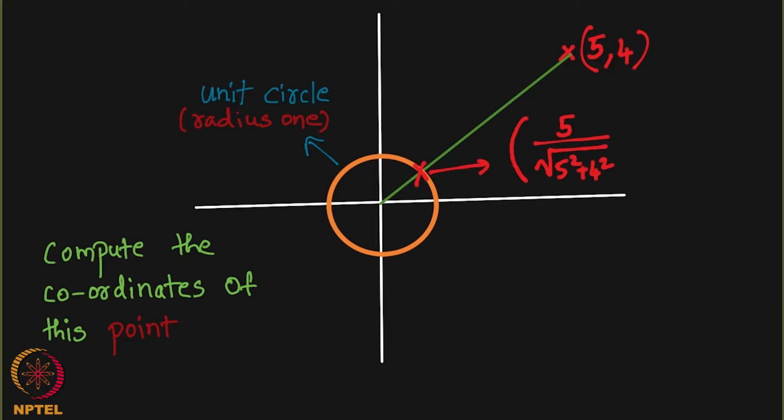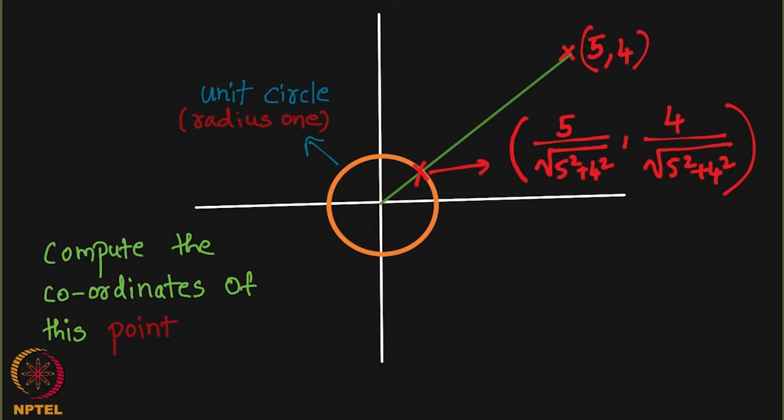Take a minute's pause and then observe this if you are unable to see this. It's very high school level coordinate system mathematics. Nothing beyond that. And then you have similarly 4 divided by square root of 5 squared plus 4 squared, and this is your point on the unit circle. Given any point a comma b, you can write the corresponding point intersecting the unit circle in the same direction as a divided by square root of a squared plus b squared. Here a is 5 and b is 4, and b divided by square root of a squared plus b squared. Particularly I showed it for the example 5, 4.